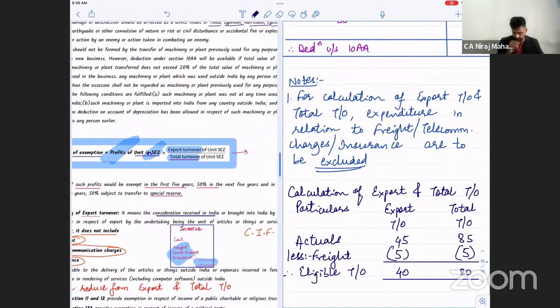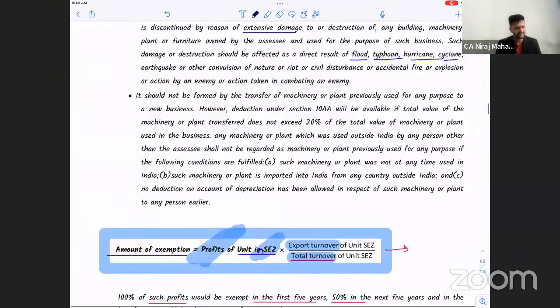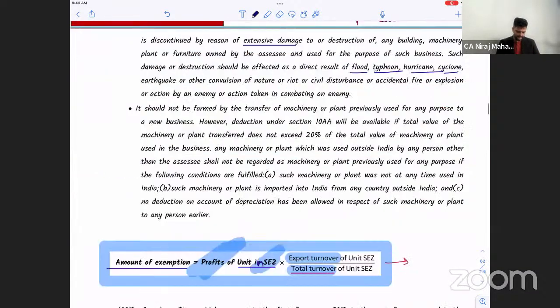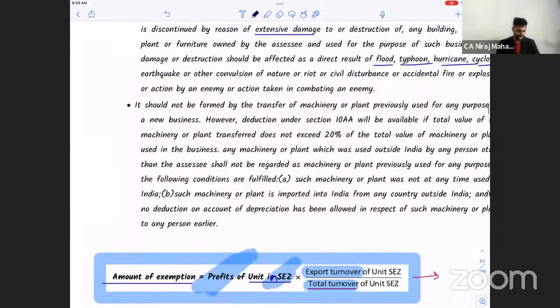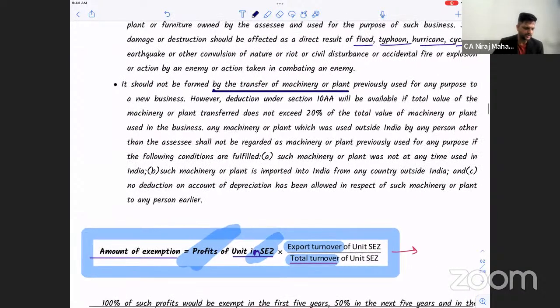We'll go ahead, everybody. Come to this page again. That small paragraph was remaining. We'll just quickly finish that. The unit should not be formed by transfer of machinery or plant previously used for any purpose to a new business. Basically, don't use second-hand machinery. However, deduction under section 10 will be available if total value of machinery and plant transferred does not exceed 20% of total value of plant or machinery used in the business.